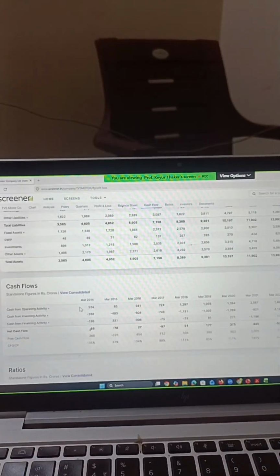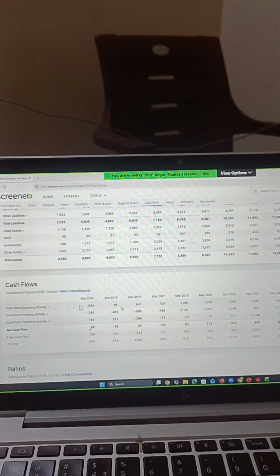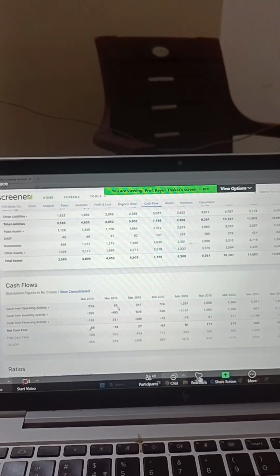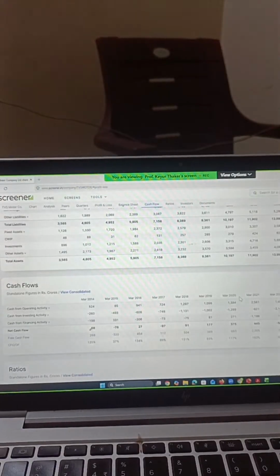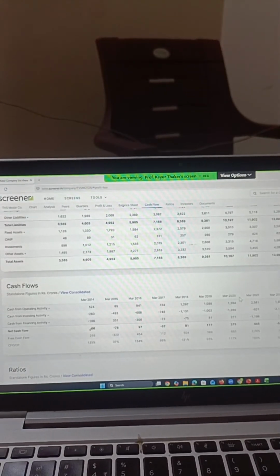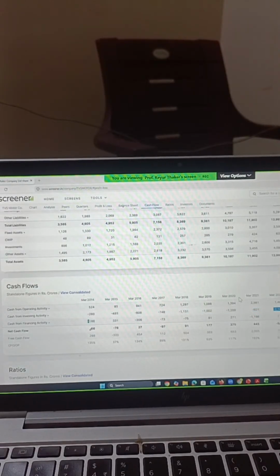And now let us look at the cash flow statement. And look at this. The company has been consistently generating cash from the operation. 524 crore in March 2024. 2014 year ended 2014. 85 crore cash. 941 crore, 724, and then off late it has generated a cash flow from operations of 4,200 crore. But of which they have invested, they've been consistently investing money in the business, back into the business, and then they have been also borrowing money and repaying the money.